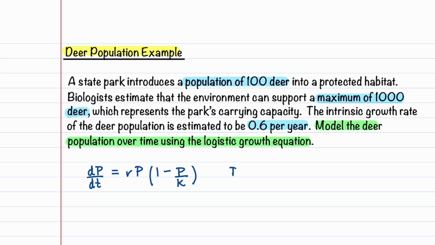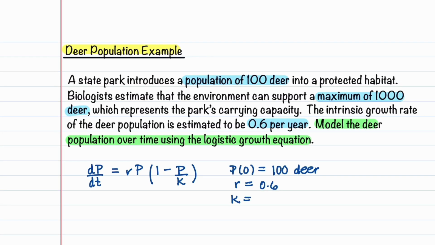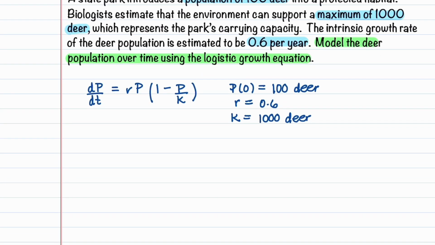Let's write down that our initial population, P at time 0, is 100 deer. And our intrinsic growth rate is 0.6 per year. And then our carrying capacity, K, is equal to 1,000 deer. Let's go ahead and put all of this into our model. We have dP/dt is equal to r, which is now 0.6, times P, times 1 minus P over K, which is 1,000.